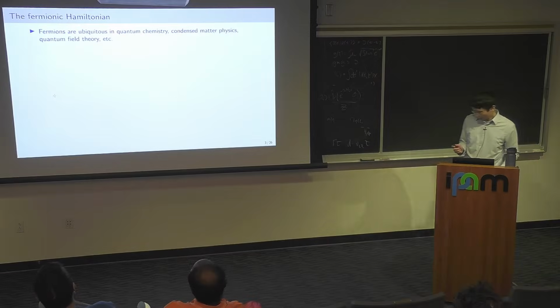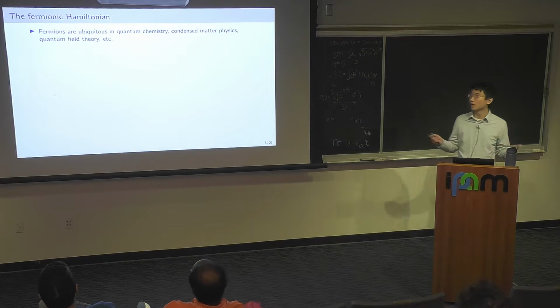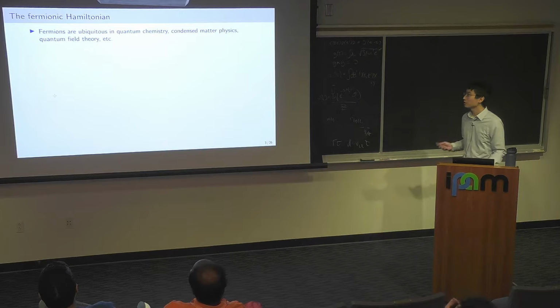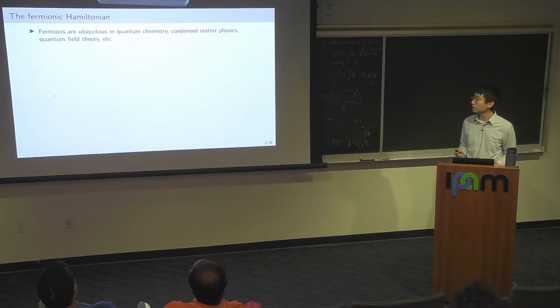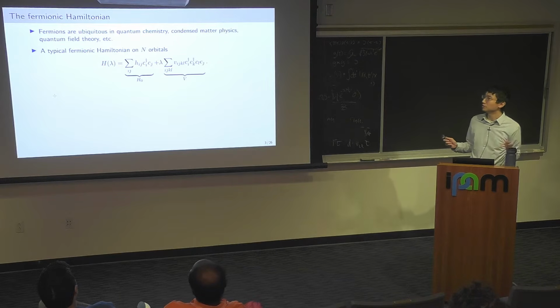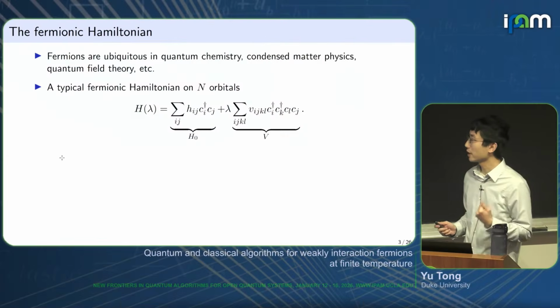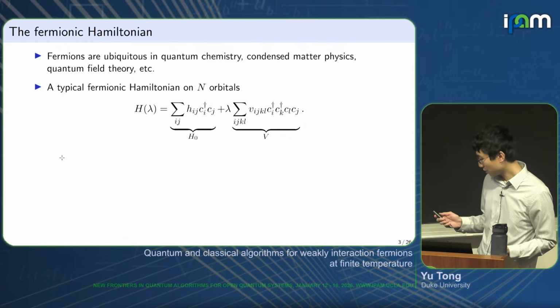Our focus is the Fermionic Hamiltonian. First, why do we care about that? So fermions are ubiquitous in quantum chemistry, condensed matter physics, quantum field theory, etc. So basically everywhere when you deal with physics. So a typical Fermionic Hamiltonian looks like this.